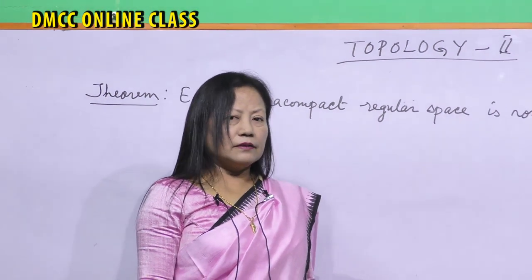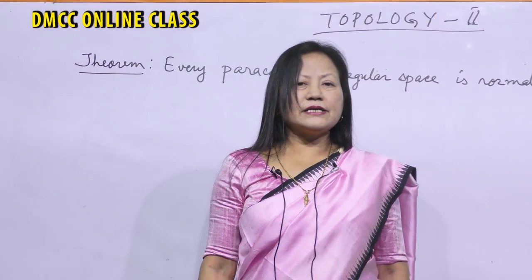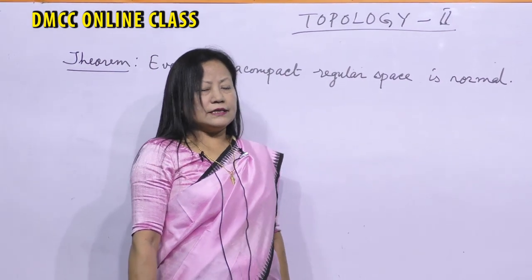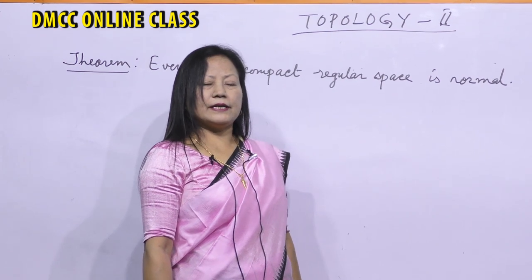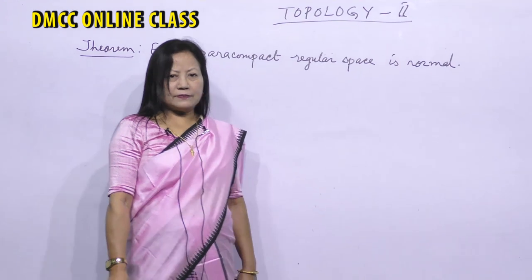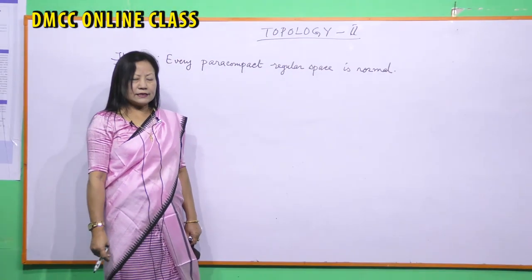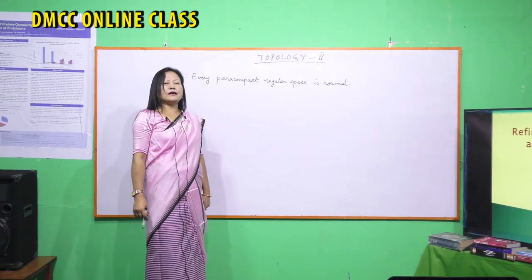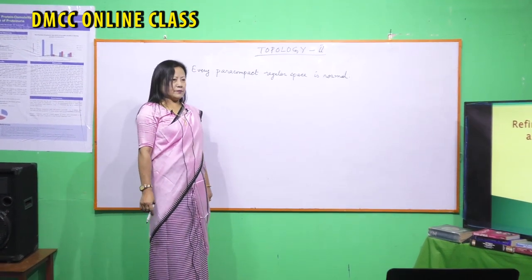As you have learned in your first semester, a space X is said to be normal if for any two disjoint closed subsets F and F star of the space X, there exist disjoint open subsets U and V of X such that F is a subset of U and F star is a subset of V.